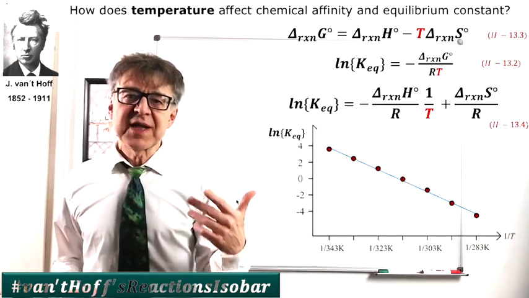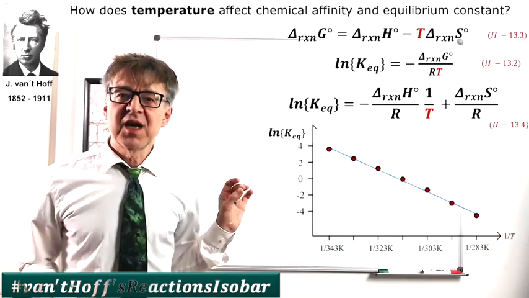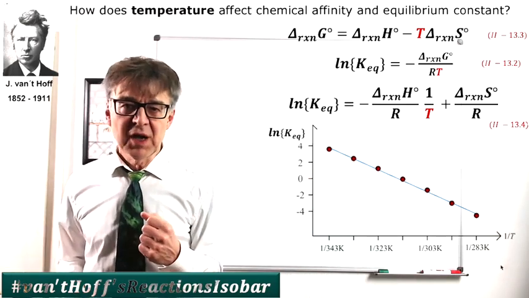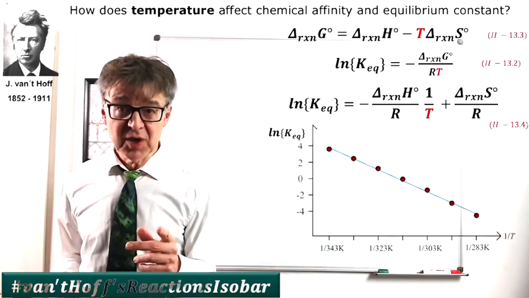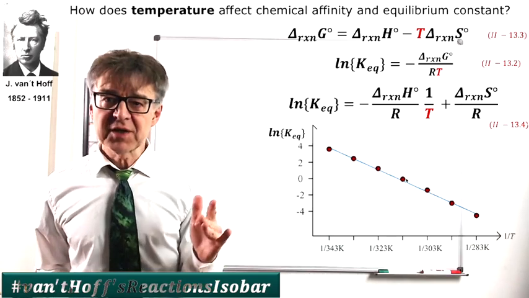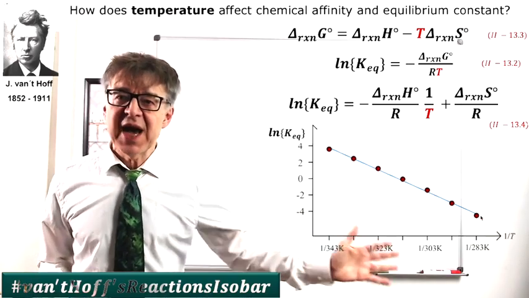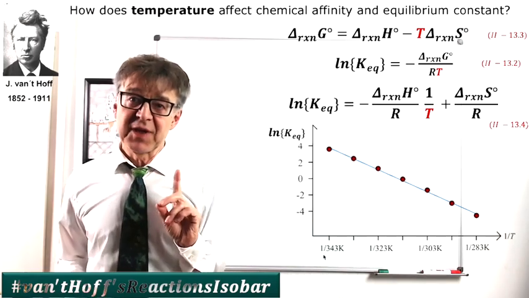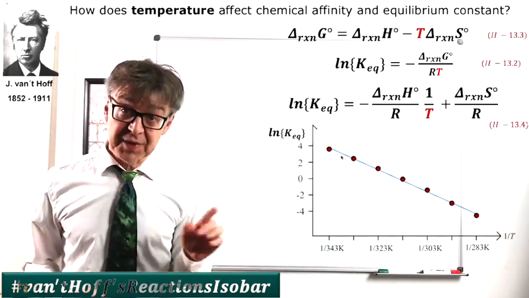The so-called Van't Hoff's reaction isobar is a straight line. To evaluate a process according to Van't Hoff, we have to determine its equilibrium constant at different temperatures. In the Van't Hoff plot, temperature rises from right to left on the abscissa. The slope of the plot can be used to evaluate the enthalpy of reaction.